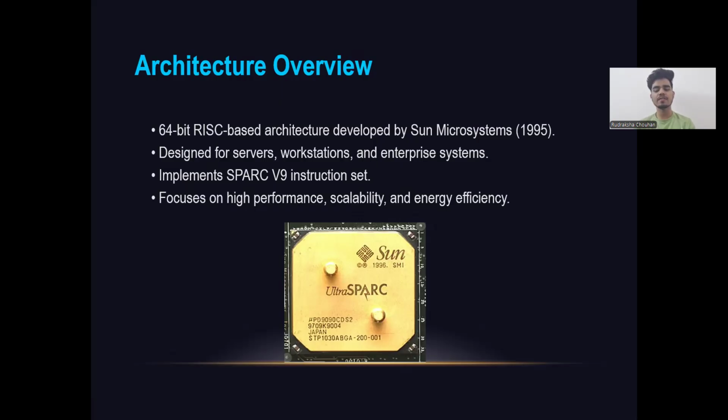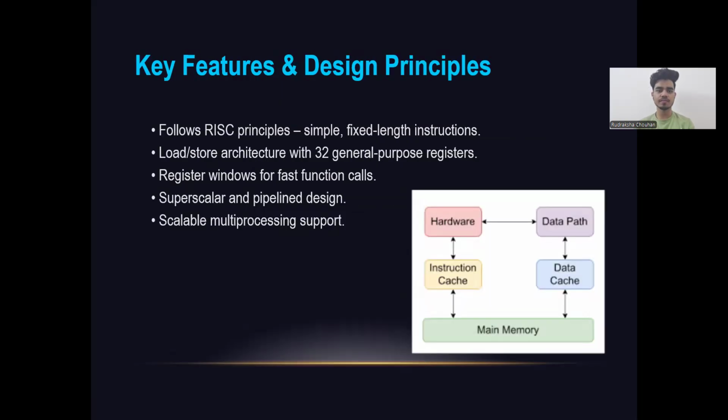It was primarily designed for workstations and enterprise systems, the kind of machines that run large-scale computations and databases. The UltraSPARC architecture introduced 64-bit processing, which means it could handle larger integers and address much more memory than earlier 32-bit processors. Overall, its design aimed to achieve speed, scalability, and reduced power consumption, three major goals of RISC processors.